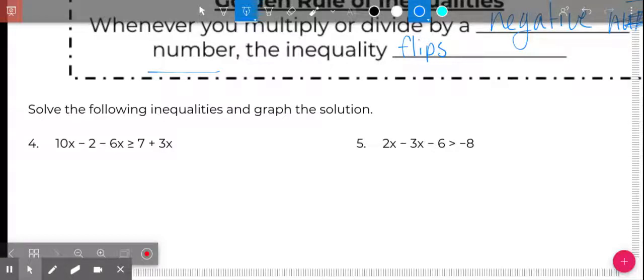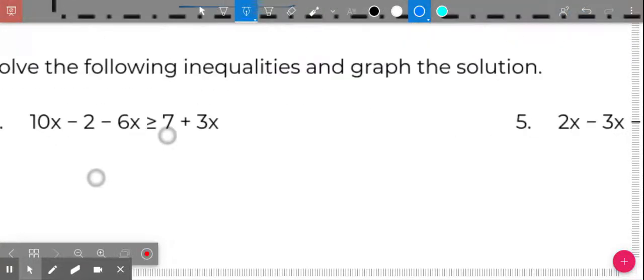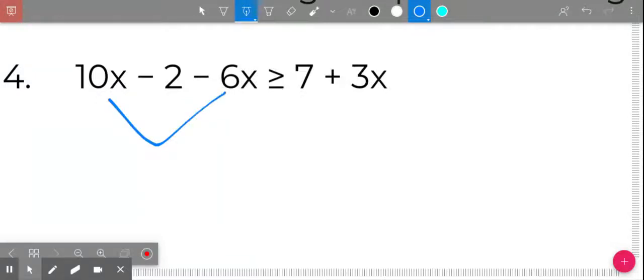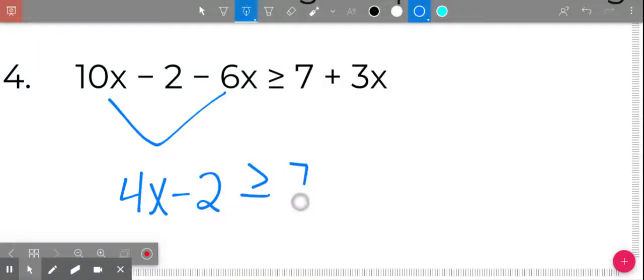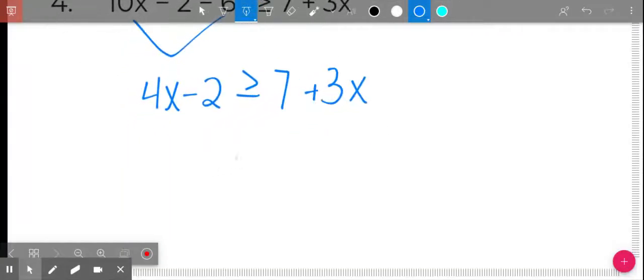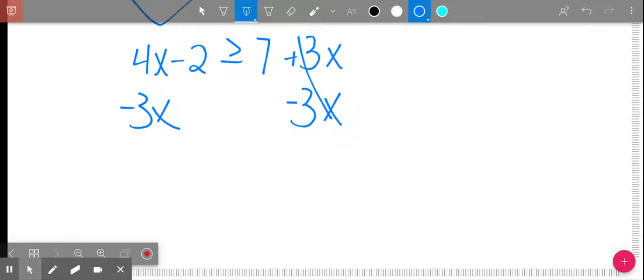The first one is 10x minus 2 minus 6x is greater than or equal to 7 plus 3x. On the left side, we have to combine like terms. So 10x minus 6x gives me 4x minus 2 is greater than or equal to 7 plus 3x. From here, we need to get all the x's on the same side, so we're going to subtract 3x. 4x minus 3x gives me 1x minus 2 is greater than or equal to 7.